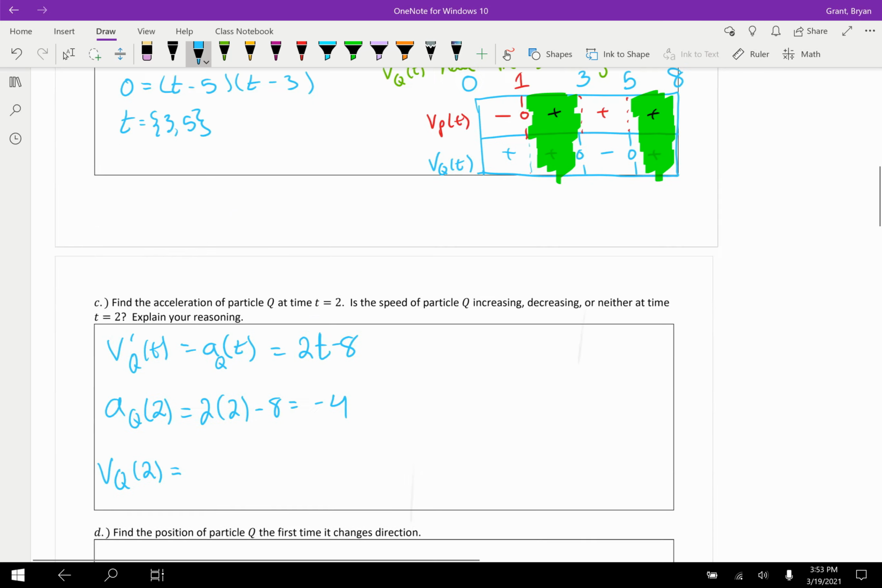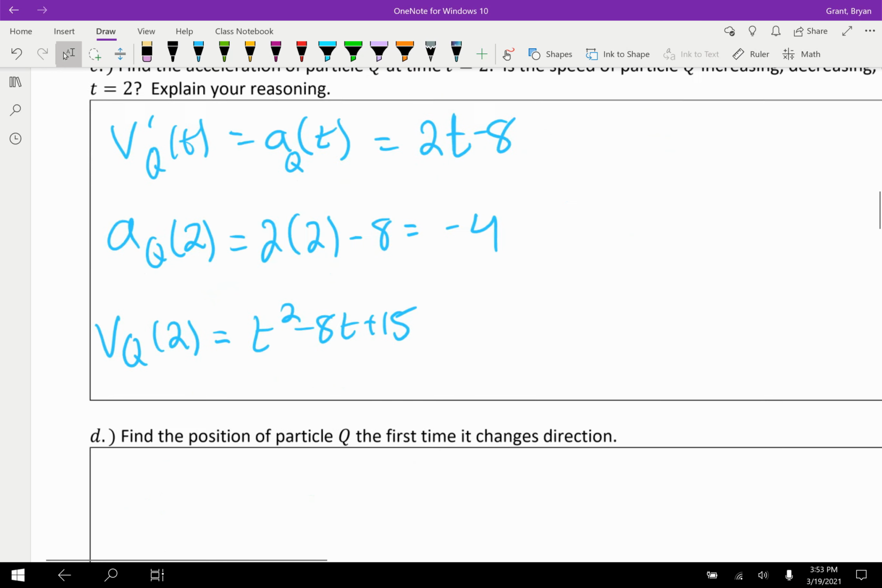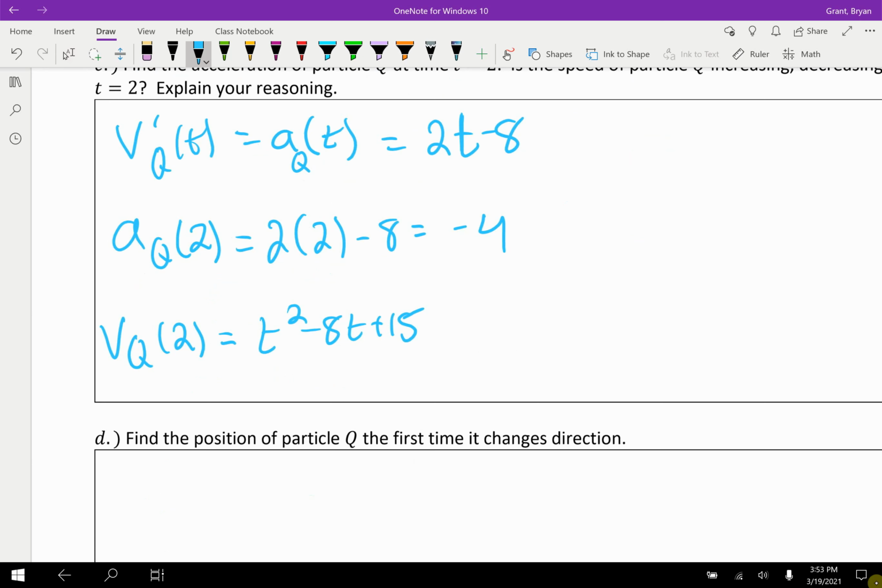And our velocity equation we know is t squared minus 8t plus 15. We actually already know the velocity at 2. The velocity at 2 is positive. I'm going to find it anyways, and I just made a boo-boo. We definitely don't want to say v of 2 and then have t's in here. That's not true. The velocity at 2 is not an equation. The velocity at 2 is the velocity equation with 2 substituted in. 4 and 15 is 19, 19 minus 16 is 3.